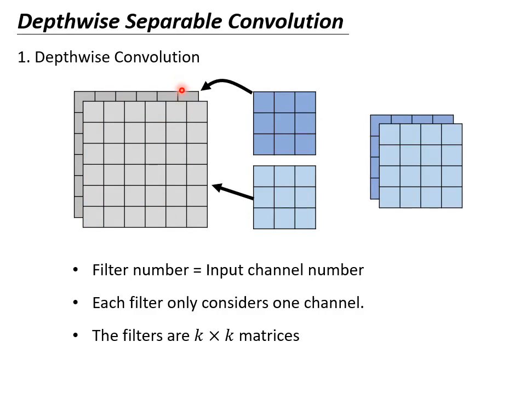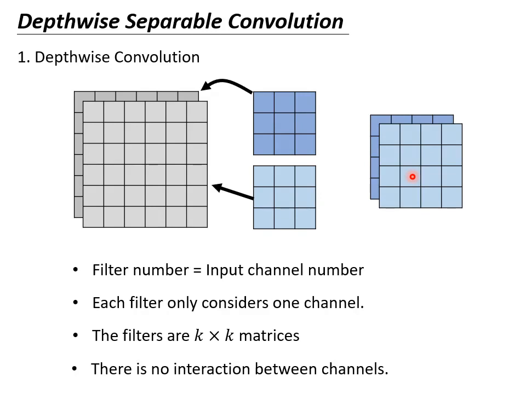So, in depthwise convolution, the number of filters and the number of channels would naturally be the same. This is different from the normal convolution layer. In a normal convolution layer, the number of input and output channels can be different. But, in depthwise convolution, the number of input and output channels are exactly the same.